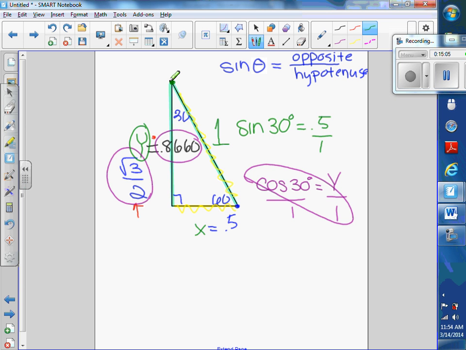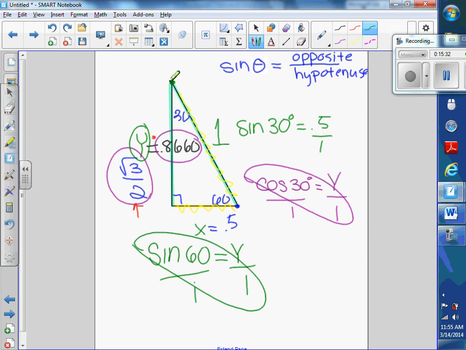Do you see that? But if I wanted to go to the 60-degree angle instead, in reference to 60, y is the opposite. So I should also be able to say sine of 60 is equal to opposite over hypotenuse, which remains 1, and then solve this as a ratio proportion. Now type in sine of 60.